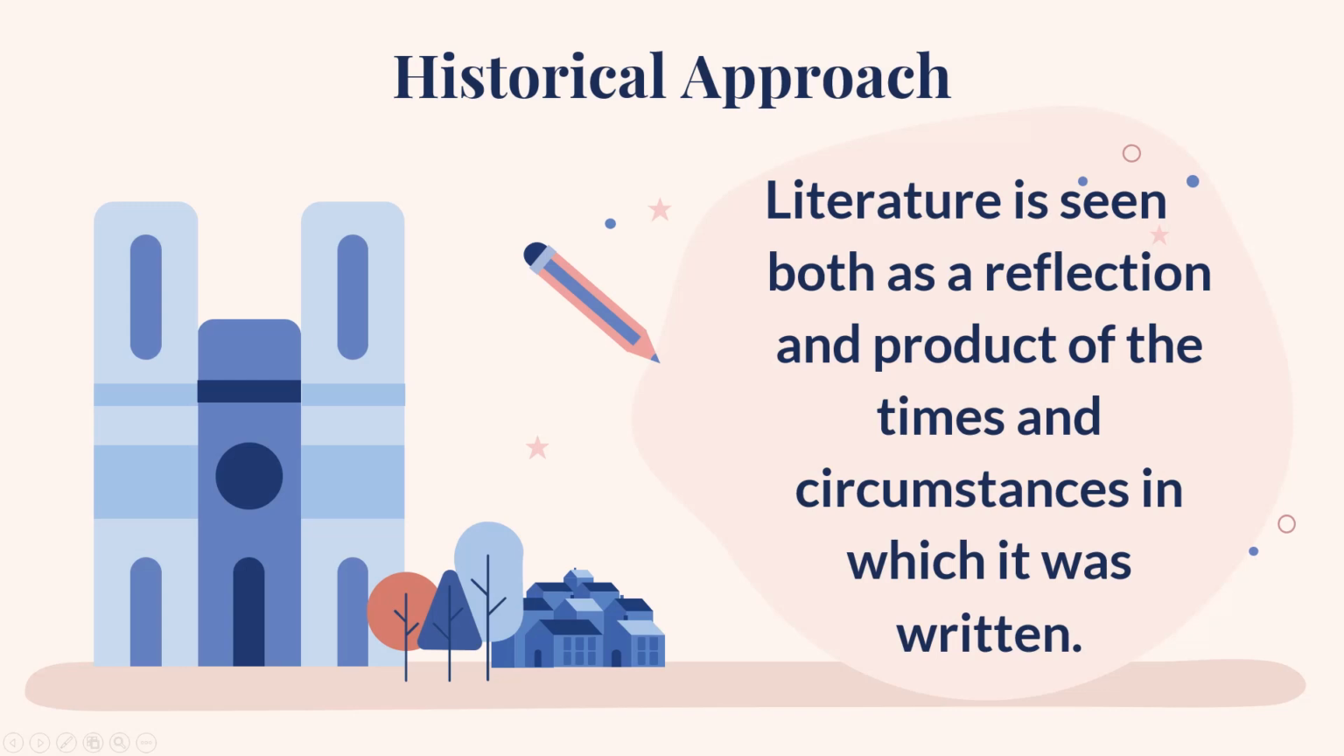The third one is the historical approach. Literature is seen both as a reflection and product of the times and circumstances in which it was written. Historical approach relies heavily on the author and his world. In the historical view, it is important to understand the author and his world in order to understand his intent and to make sense of his work. In this view, the work is informed by the author's beliefs, prejudices, time and history, and to fully understand the work, we must understand the author and his age.